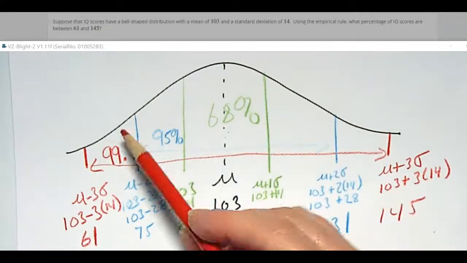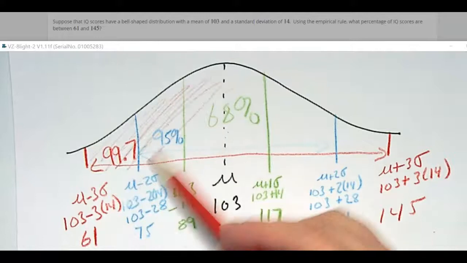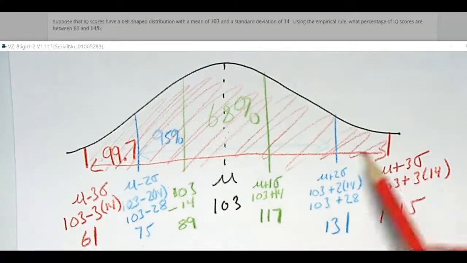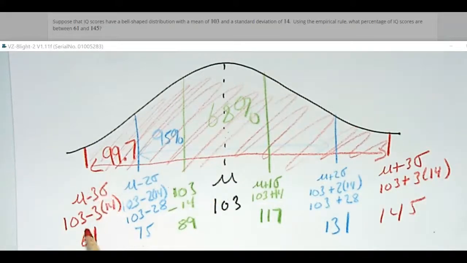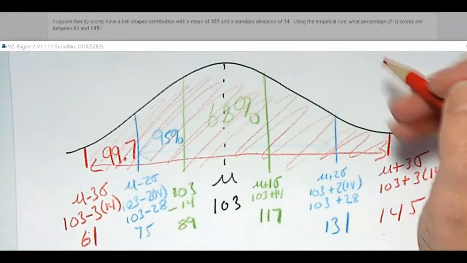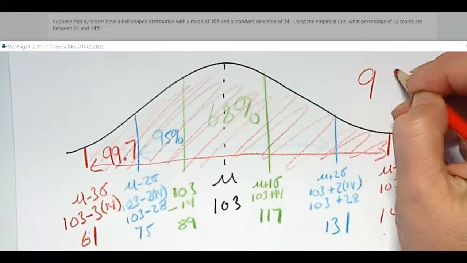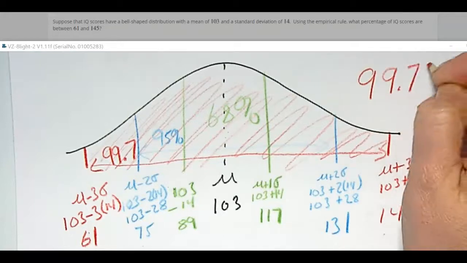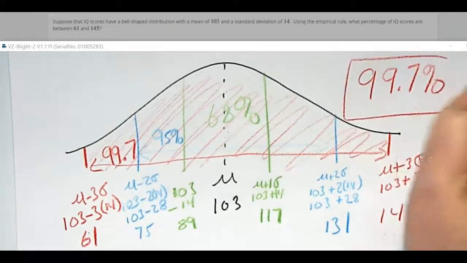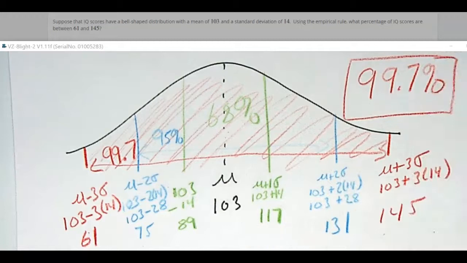So they were asking for what percentage of the population has an IQ between 61 and 145, and it's almost the entire population. So it would be 99.7% of the population based on the empirical rule. So there we go. Hopefully that helps the student that asked this on the discussion board.